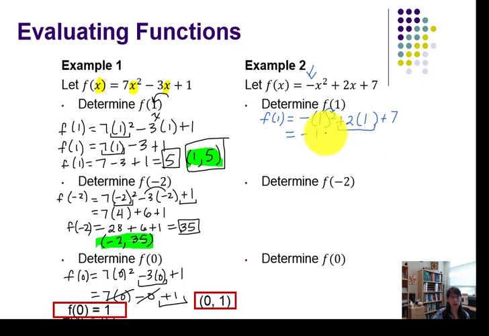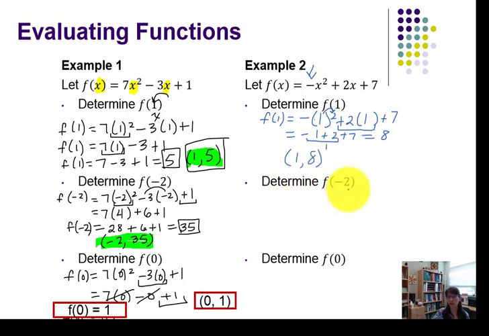Next, 2 times 1 is positive 2, and we're adding 7 at the end. Negative 1 plus 2 would give us positive 1, add 7, that would make 8. So our ordered pair, input was 1, output is 8.